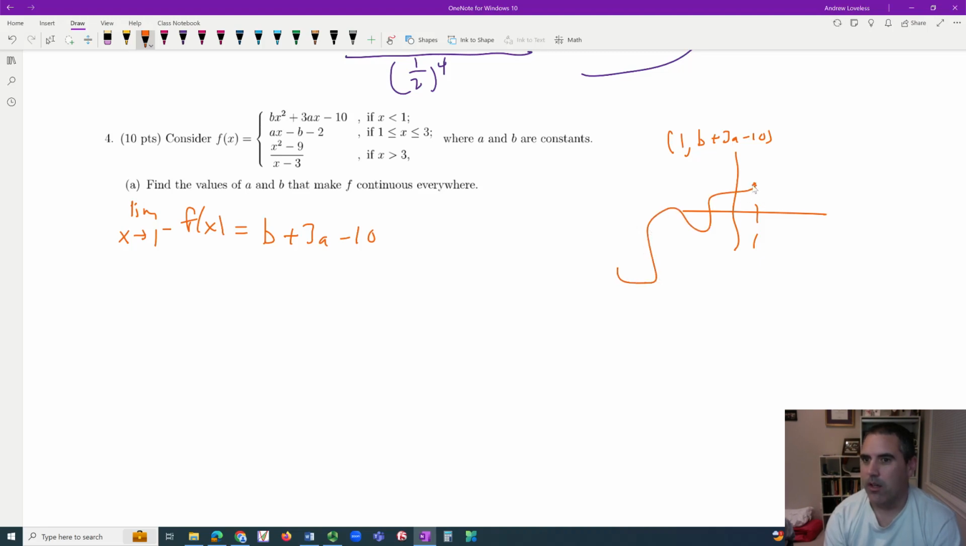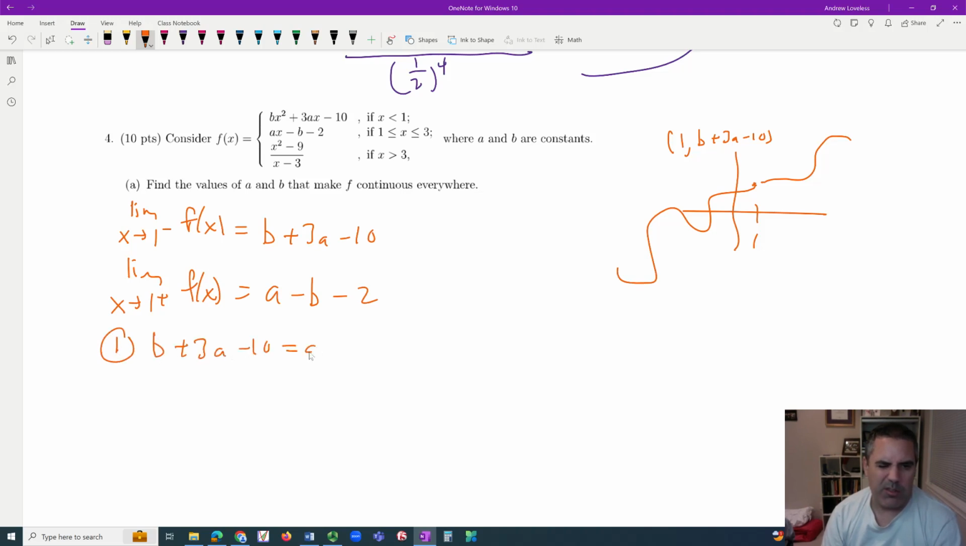This is not the right picture. I want to make the other side line up with it. How do I make that happen? Well, now I need to think about what's happening as we approach 1 from the other side. Well, then we're using this formula, a minus b minus 2. And I want those to be the same, so now we have a fact.